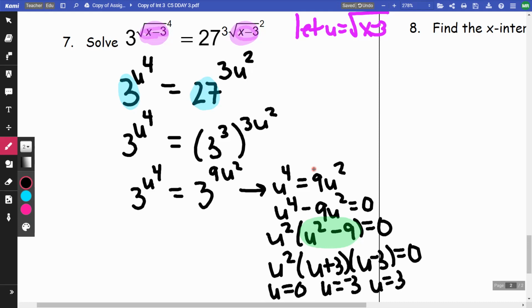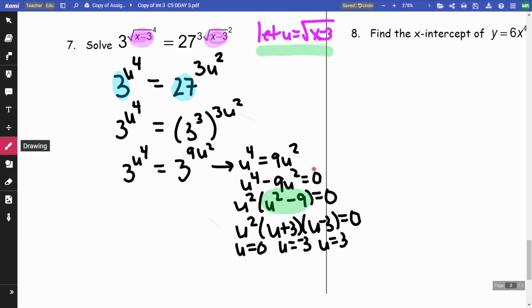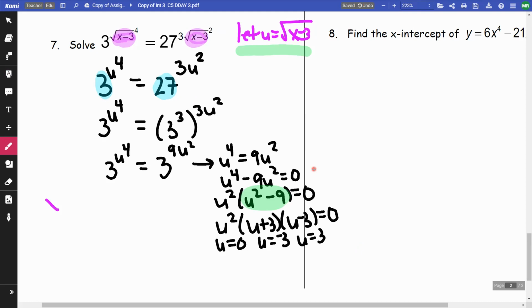So now I'm going to go and look at what u is equal to, and let me set those equal. So I am going to have the square root of x minus 3 equals 0. I'm going to square both sides and get x minus 3 equals 0. Add 3, I get x equals 3. That's one answer.